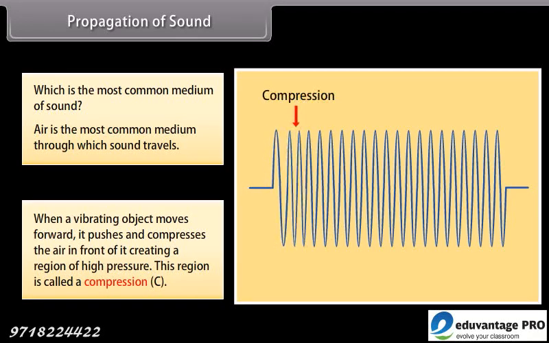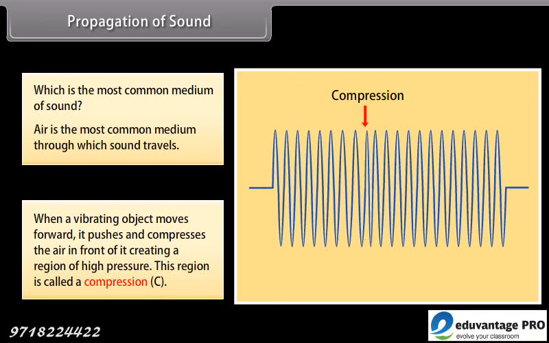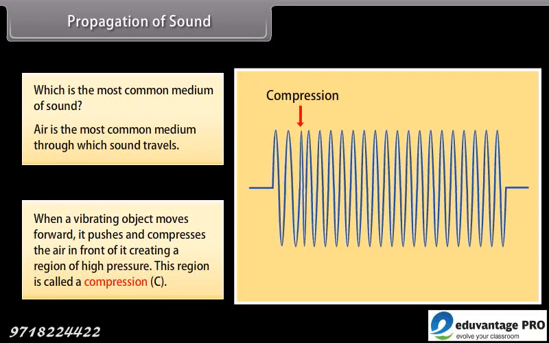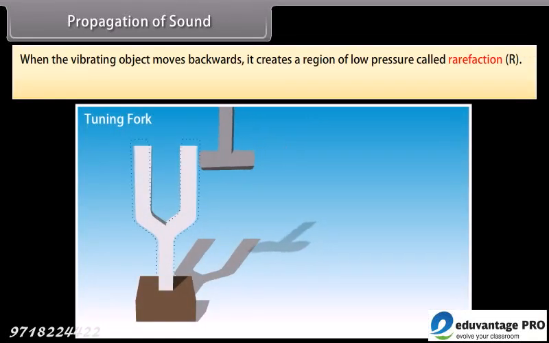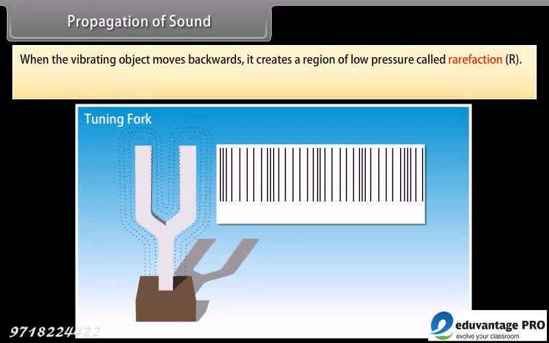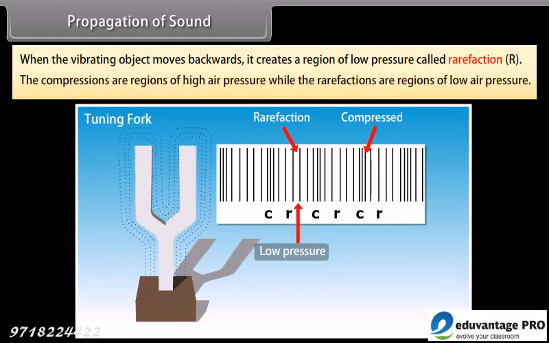When a vibrating object moves forward, it pushes and compresses the air in front of it, creating a region of high pressure. This region is called a compression. And when the vibrating object moves backwards, it creates a region of low pressure called rarefaction. The compressions are regions of high air pressure, while the rarefactions are regions of low air pressure.